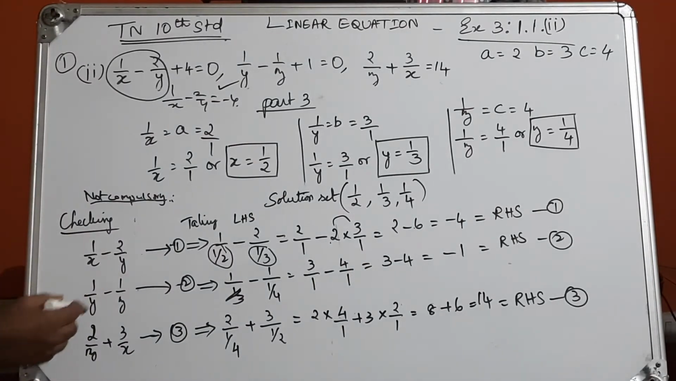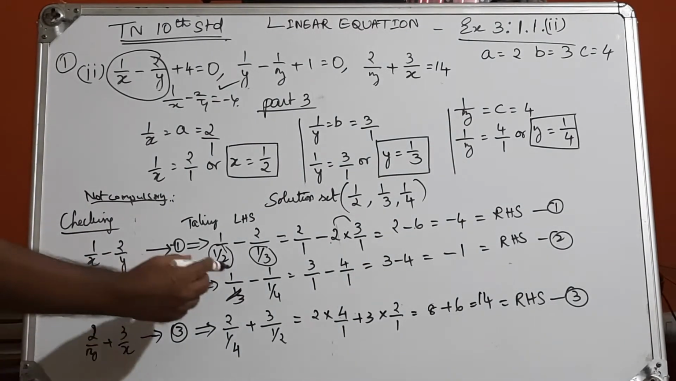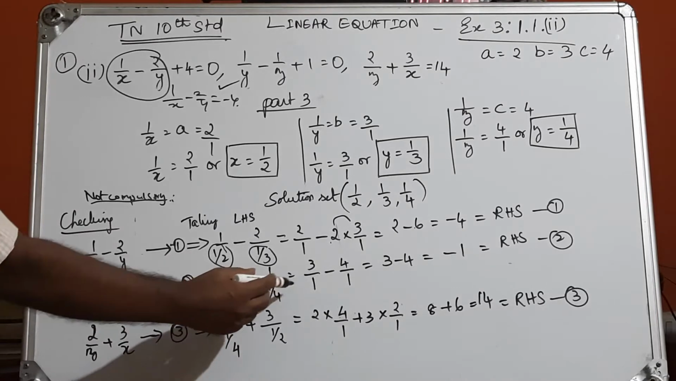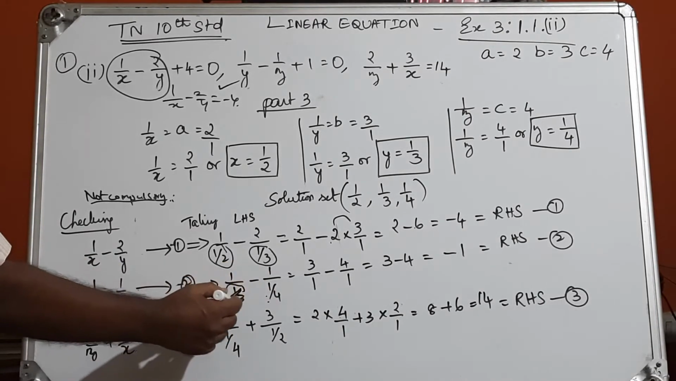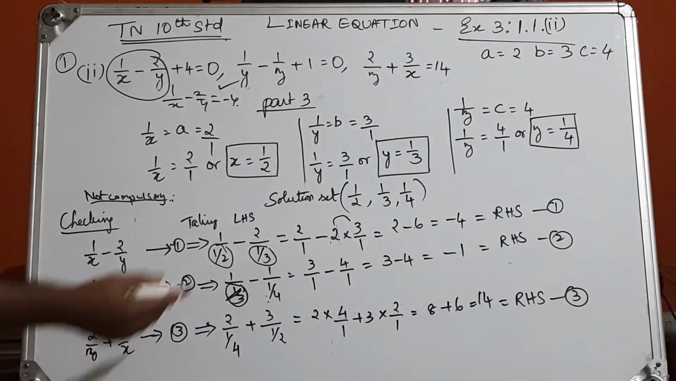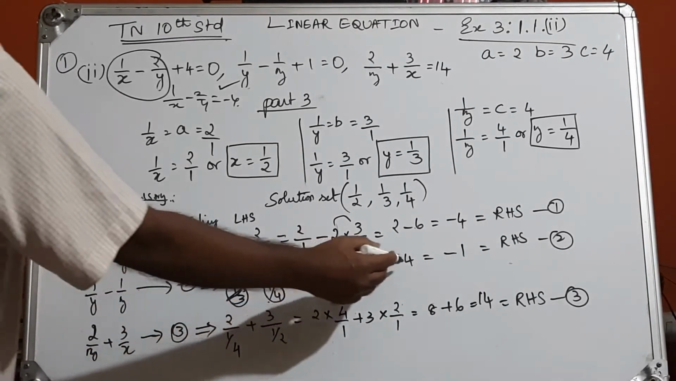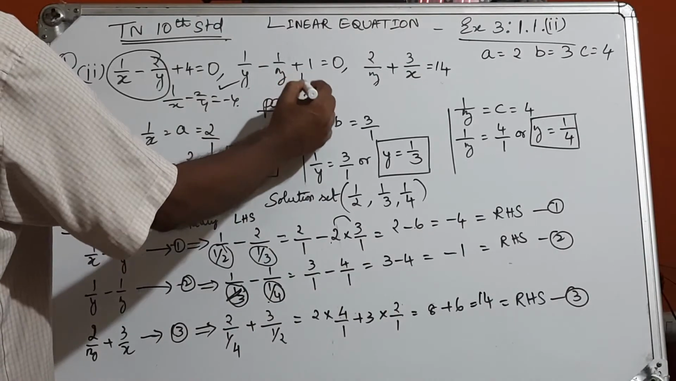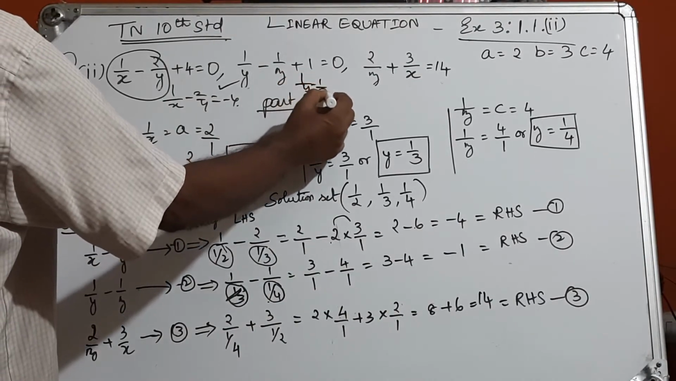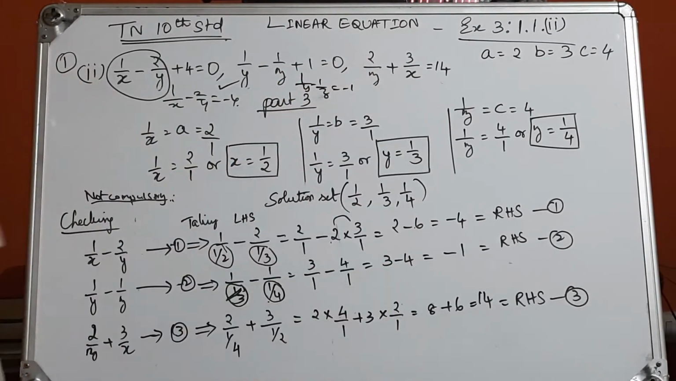Take the next equation 1 by y minus 1 by z. So 1 by y is 1 by 3, z is 1 by 4. So 1 by 3 will become upside down 3 by 1. And this will become inverted 4 by 1. 3 by 1 is 3. 3 minus 4 is minus 1. That's what you got here. 1 by y minus 1 by z is equal to minus 1.